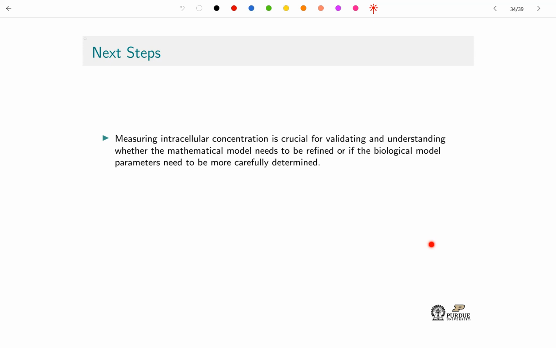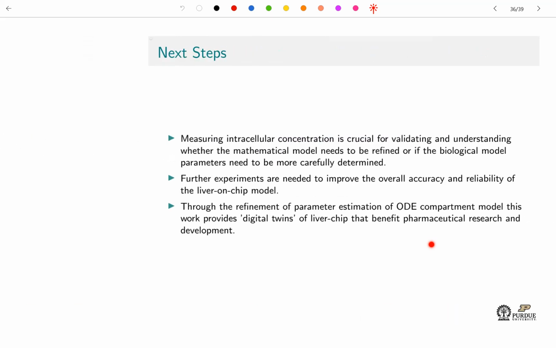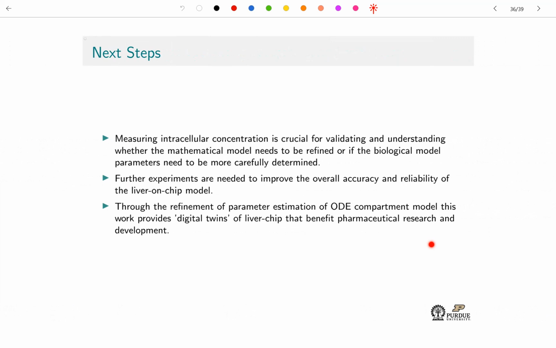So the next step, as I said, measuring intracellular concentration is crucial for validating and understanding whether the model needs to be refined or the biological model parameters need to be more carefully determined. We might need further experiments to improve the accuracy and reliability of the liver chip model. As we refine the parameter estimation of this 3 compartment ODE, we could develop a digital twin of the liver chip that can benefit pharmaceutical research and development.